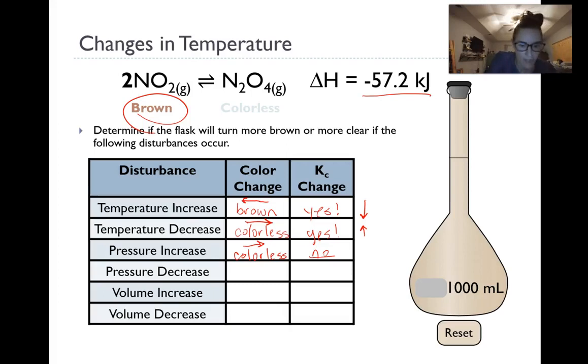Okay, so then pressure decrease. It is going to want to shift to the side with more molecules, which is the left side. So it's going to turn more brown. Will the equilibrium constant change? No, it won't. Volume increase. Okay, if we increase the volume, that's the same thing as decreasing the pressure. So it's going to do the exact same thing as if we had a pressure decrease. And again, the equilibrium constant won't change. So volume decrease is like increasing the pressure. So it's going to shift to the side with less moles of gas. And no, the equilibrium constant will not change.